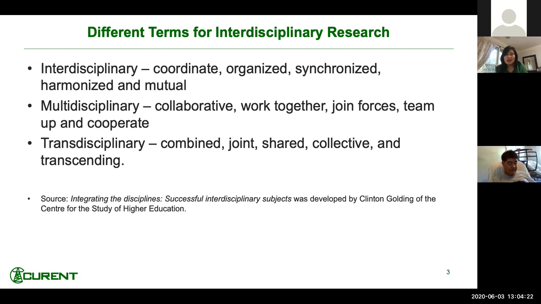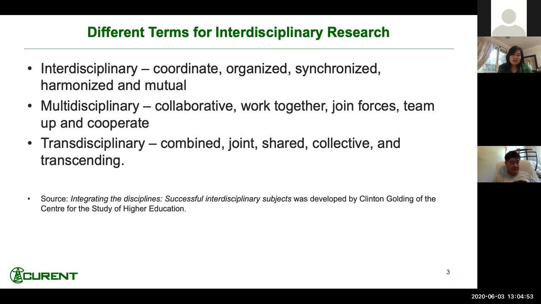All right, so what is interdisciplinary research? There are many terms, like three basic terms: interdisciplinary, multidisciplinary, transdisciplinary. According to the definitions, transdisciplinary seems to be really joined together, integrated between disciplines. Interdisciplinary is just, hey, we work together, but methodology-wise, it's not really integrated.